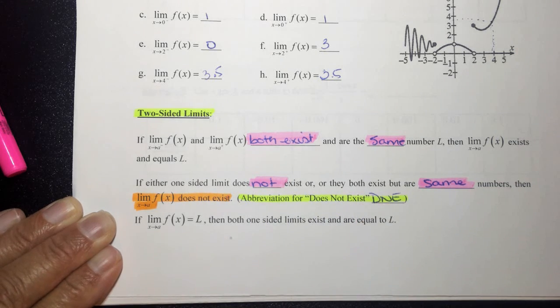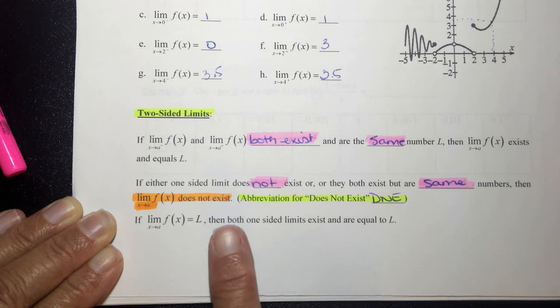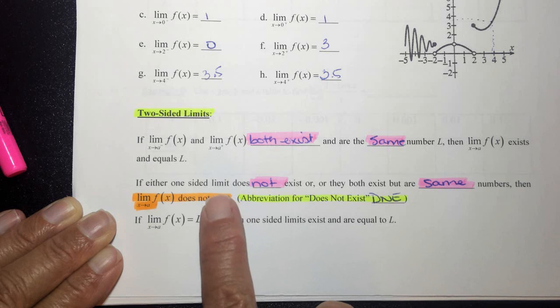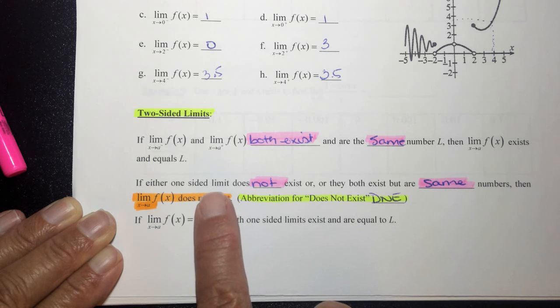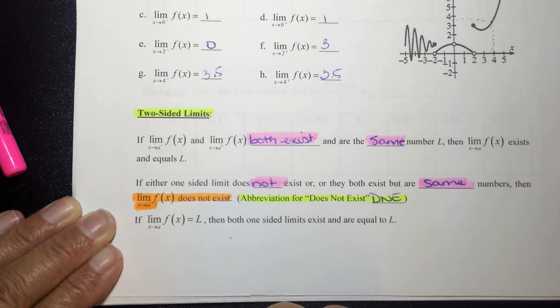Okay, so here, if the limit as x approaches a of f of x is equal to L, then both the one-sided limits exist and are equal to L. Okay, so here it's saying there are a couple different ways that the limit itself cannot exist, and we're going to cover that as we continue this lesson.